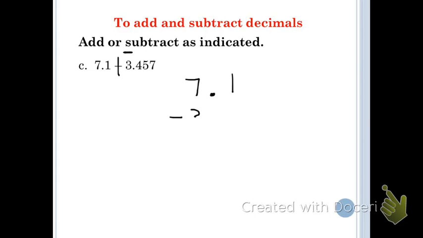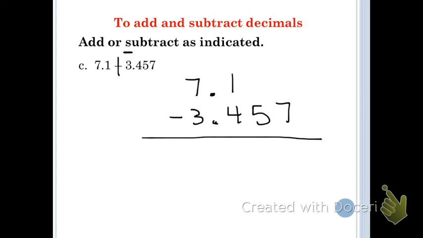And the negative 3.457 needs to be on the bottom. I need a couple zeros behind the 1. And I need to regroup because you can't take 7 from 0. So I'm regrouping from the 1. Makes that a 10.